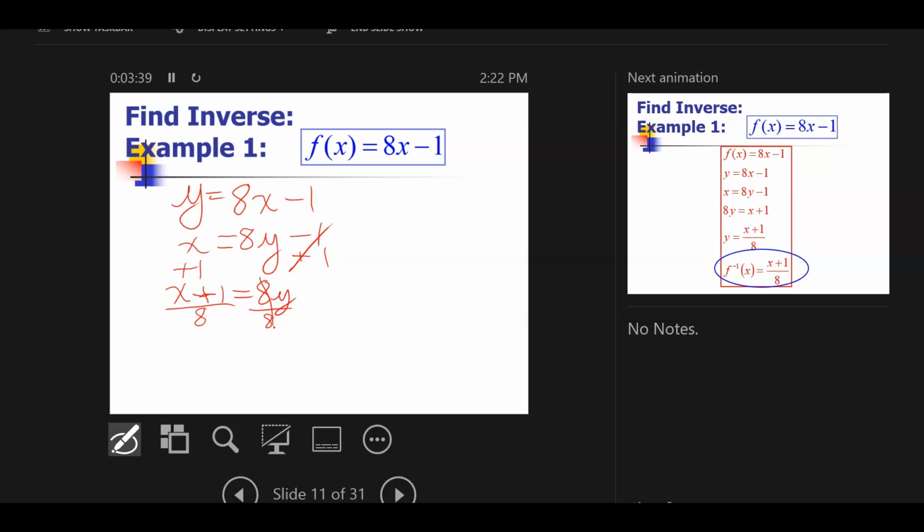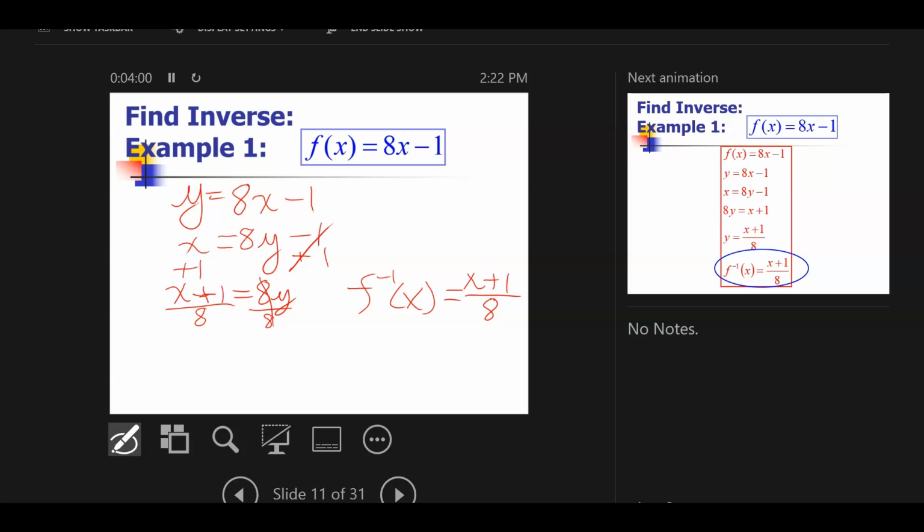So, last step. Change to function notation. F inverse, little negative 1, x. I'll write it off to the right in case you ran out of room. F inverse x equals x plus 1 over 8. Big old fraction. That's it. So all I did was follow my steps.